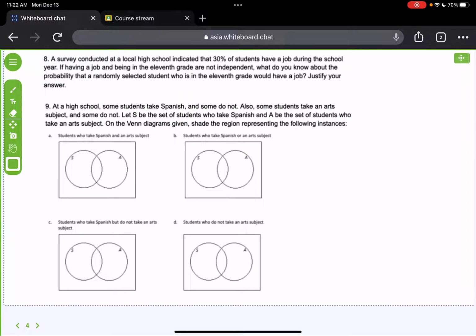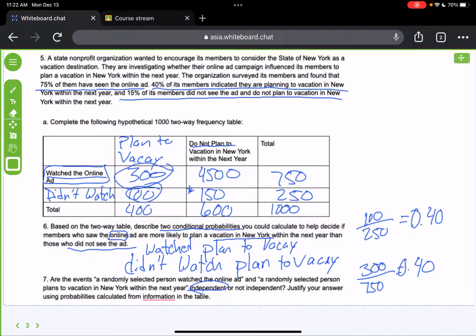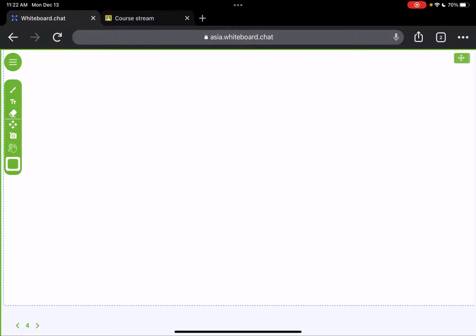Okay, page 4. A survey conducted at a local high school indicates that 30%. Oh, let's go back to this one. That's how we know if it's independent or not, is if they have the exact same probability, and these two do. That's what it means to be independent. I know we talked about this, that kind of doesn't make sense, that since they have the same probability, they are independent, but that is true.